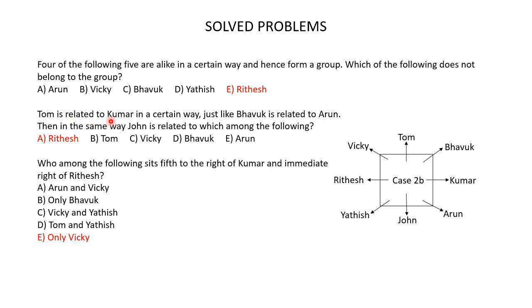Tom is related to Kumar in a certain way, just like Bhavuk is related to Arun. Then in the same way, John is related to which among the following? You are given 5 options here and you have to find out which of these options is the correct one. Now Tom is related to Kumar in a certain way and Bhavuk is related to Arun in the same way. Tom and Kumar. Tom is here and Kumar is here. So Tom sits second to the left of Kumar. Bhavuk and Arun. Bhavuk is here and Arun is here. So Bhavuk sits second to the left of Arun.